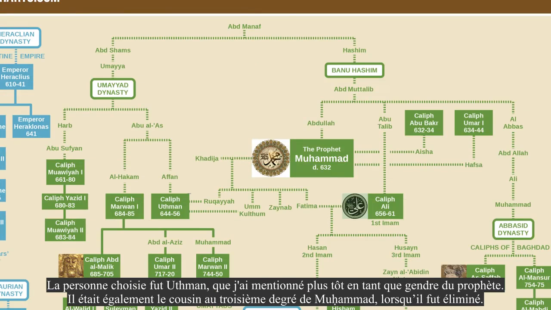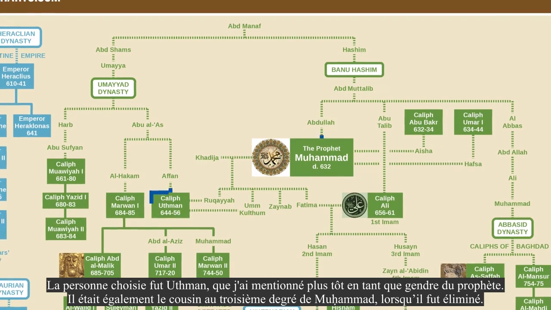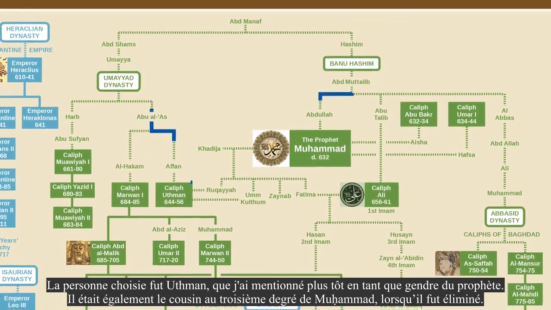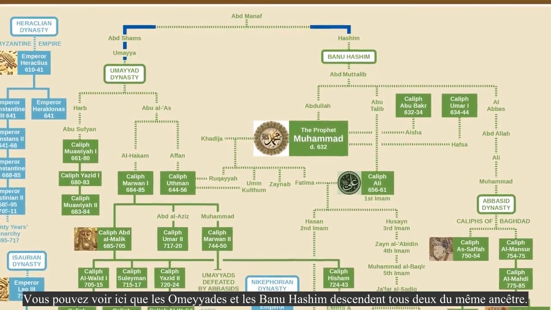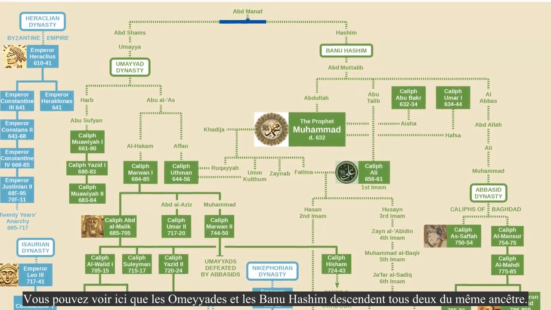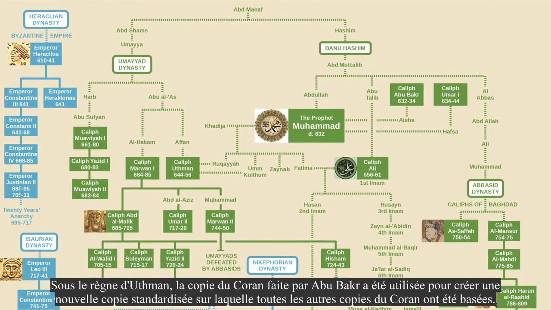The person chosen was Uthman, who I mentioned earlier as a son-in-law of the Prophet. He was also Muhammad's third cousin once removed. You can see here that both the Umayyads and the Banu Hashim descend from the same ancestor. During the rule of Uthman, the copy of the Quran made by Abu Bakr was used to create a new standardized copy upon which all further copies of the Quran have been based.